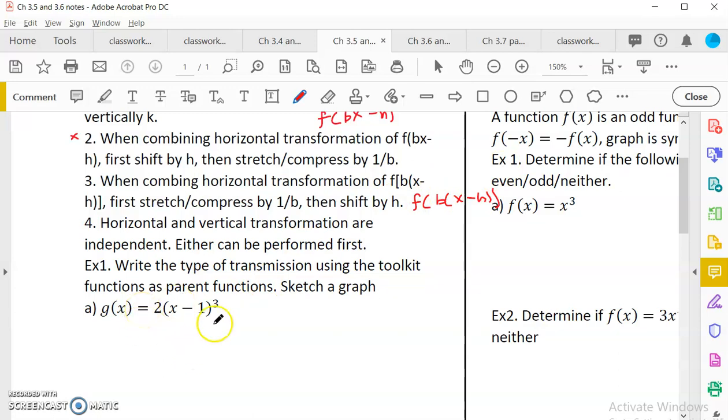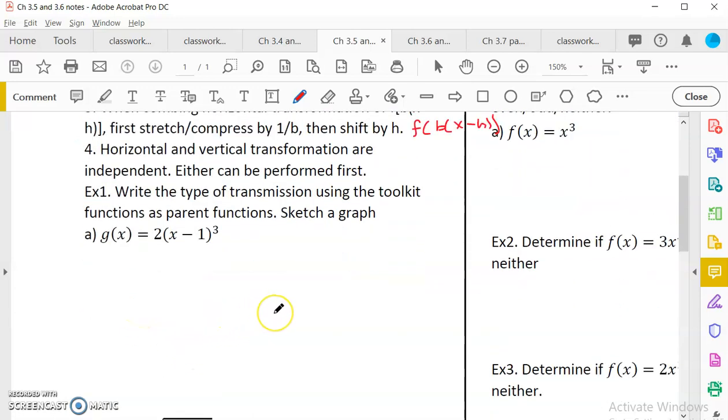So let's try to mix them up together and see if we know how to do it, and also see if we can sketch a graph. Okay, so let's look at this. This has an x minus 1 inside, so we know it is left and right. It's horizontal, right? So horizontal of right 1. But it's horizontal. And then this multiply outside is a vertical stretch. And they don't interfere with each other, so we can do either one first. Maybe we'll just do the right one first then.